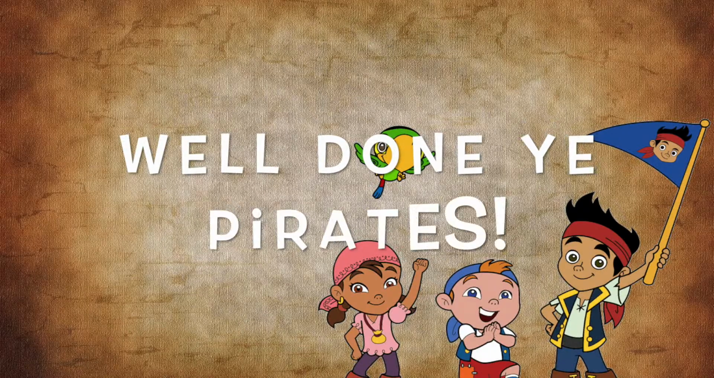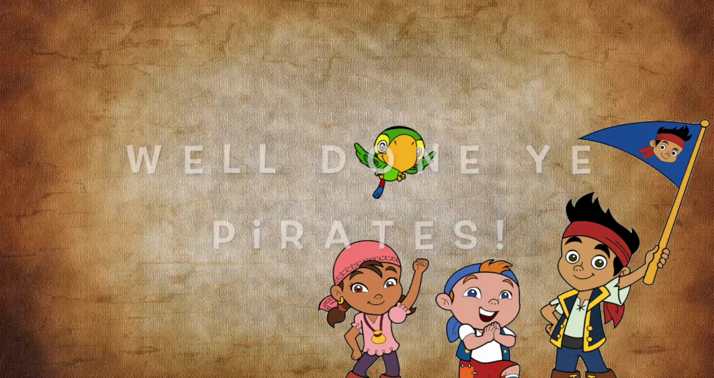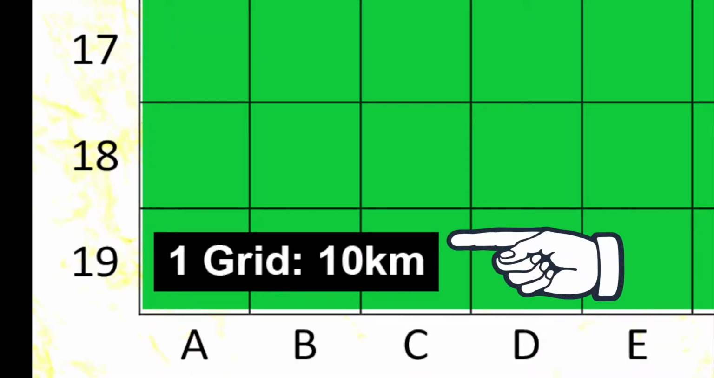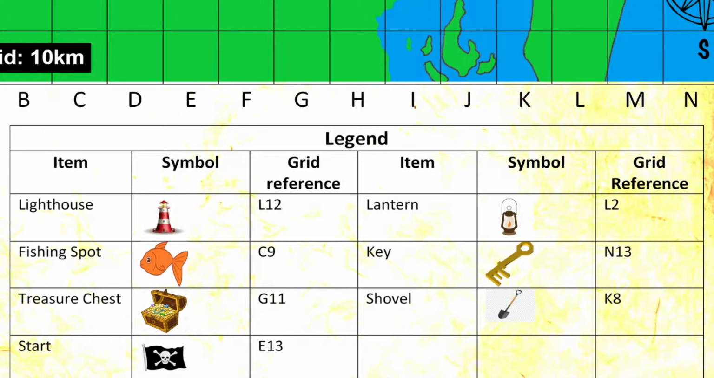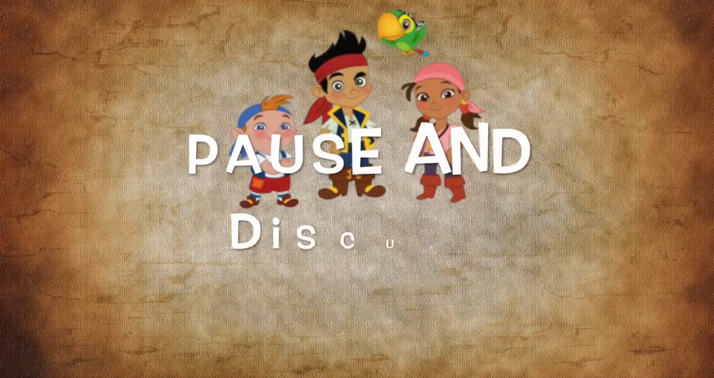Well done, you pirates! You learnt about some of the elements of maps, including grid scales and legends in Year 3 and 4. A legend unlocks the meaning of information on maps by explaining what the symbols mean. What does the legend on Captain Redbeard's map tell us?